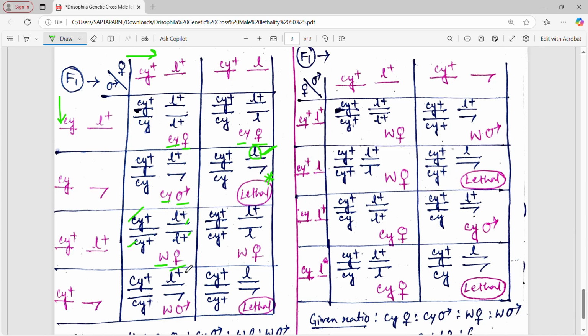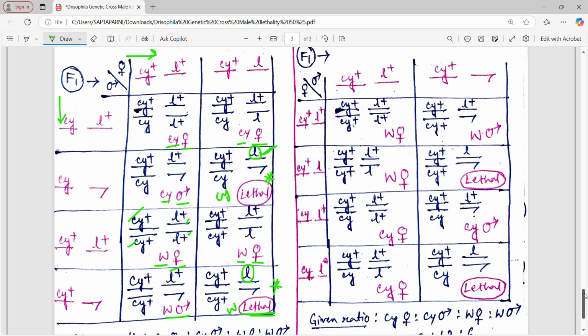Then Cy+, wild type with L+ and L, that means 2 X chromosomes, so it is also a wild type female. Then Cy+ with 1 X and 1 Y chromosome, it is a wild type male. Then Cy+ with 1 X chromosome having the lethal allele and another Y chromosome. So it is a wild male, as it has Cy+, but as it has the lethal allele on its X chromosome, it is dead. So these two are the lethal progenies, or dead progenies, from this cross.